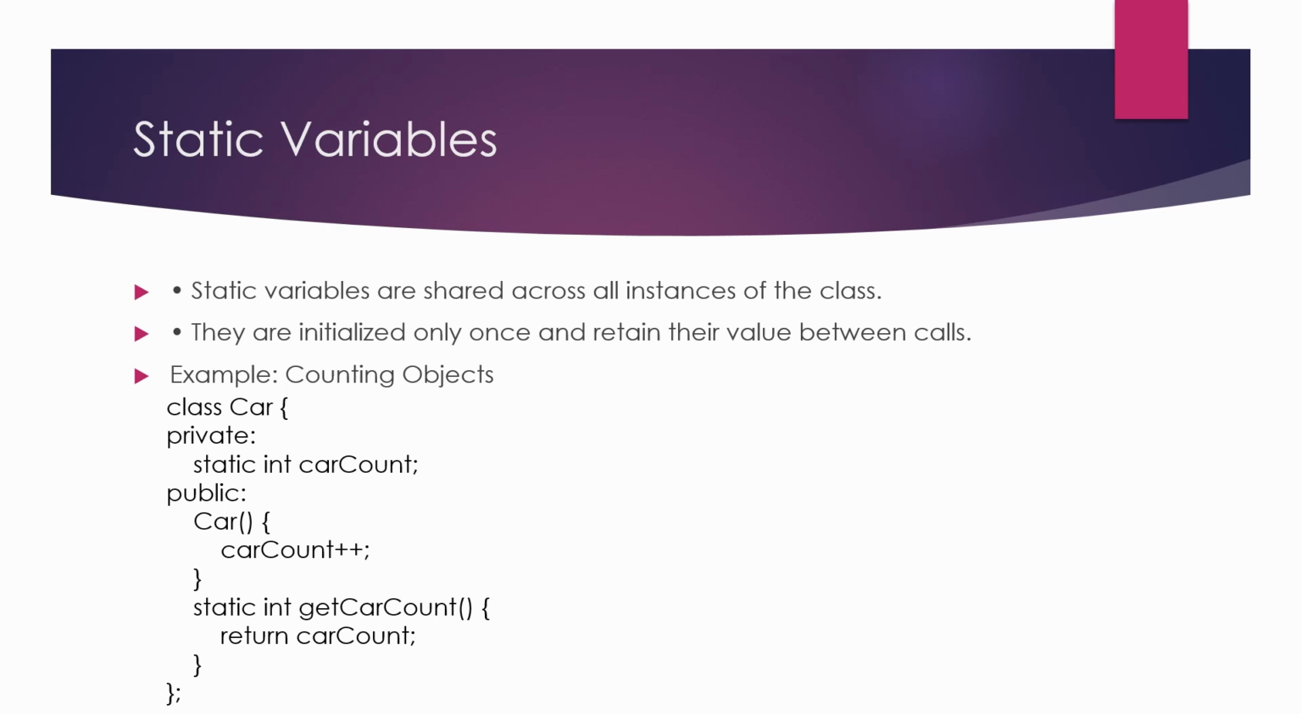First, let's talk about static variables. Unlike regular instance variables, static variables are shared across all instances of a class. They retain their value between method calls and can be accessed without creating an object. For example, consider a class that tracks how many objects have been created. The static variable will keep count of all objects created from that class.